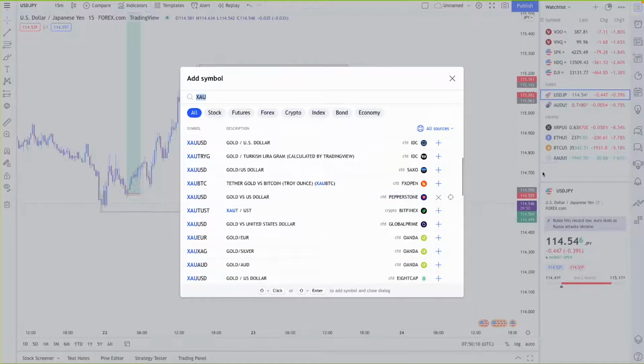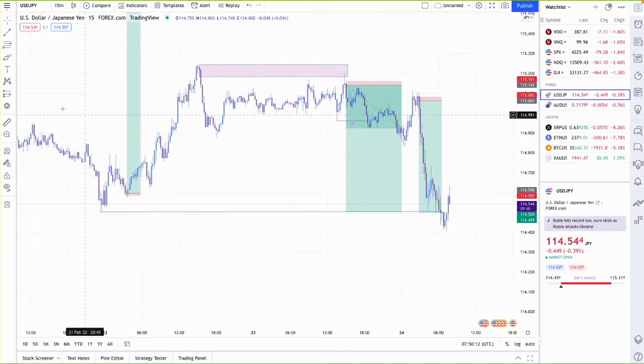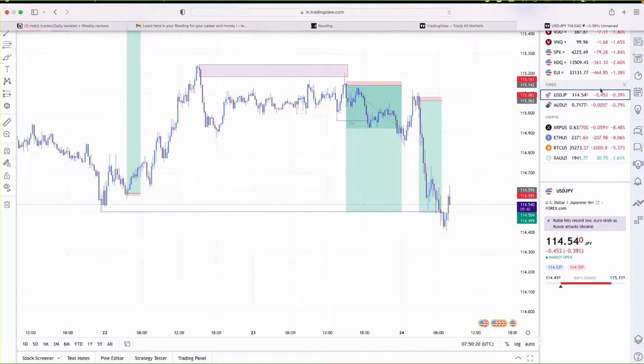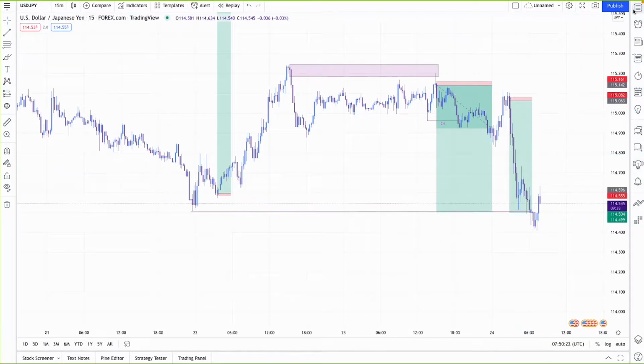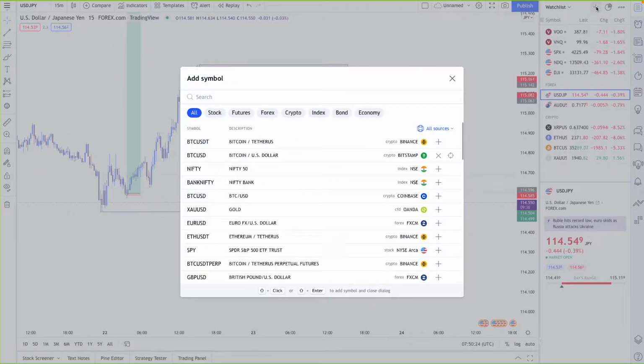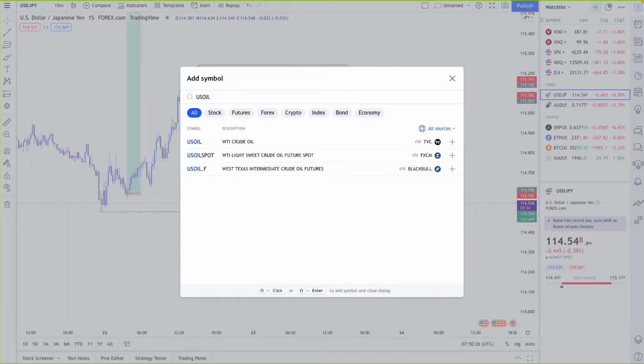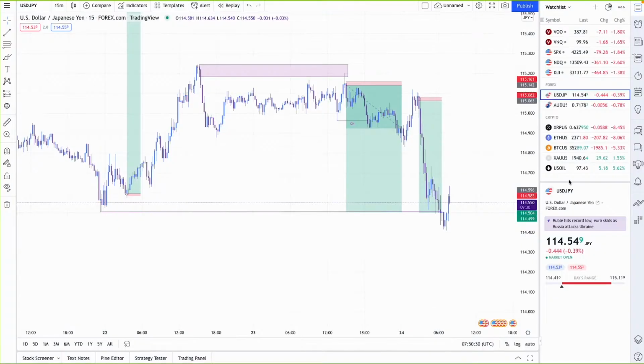because it makes sense. See gold with a 1.6% increase. So essentially, every time there's uncertainty, if I go and check oil as well, we'll probably see oil increasing, US oil. There you go. It's super simple to understand.